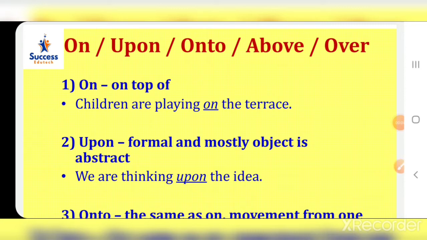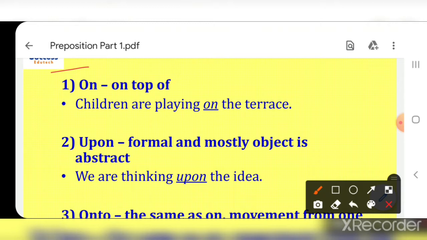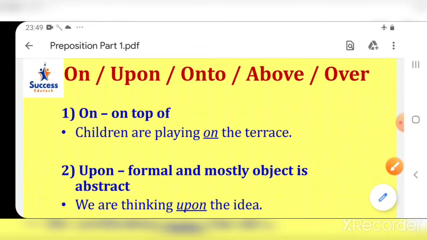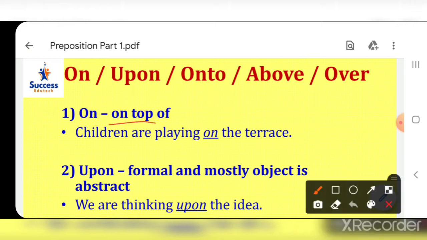So, let's get started. Now, we have to see the differences between the prepositions of similar meanings. Our first preposition is on. The meaning of on is on top of. Whenever something is on something, that means it touches this surface. So, our example is, children are playing on the terrace. First object is touching the other one.